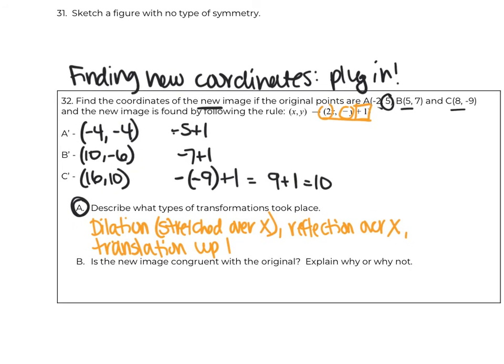Okay, is the new image congruent with the original? Well, the only thing you need to know here is, was there a dilation? Dilation is the only one that changes the size. So I would say no, because there was a dilation.